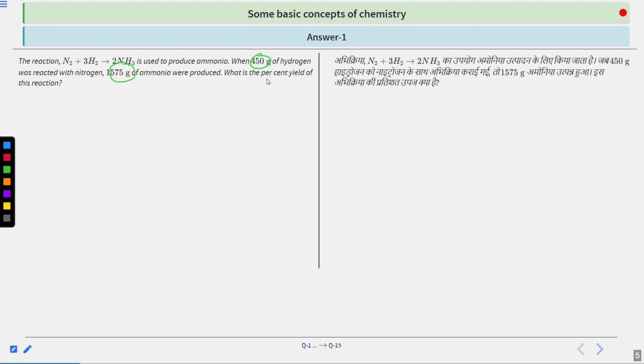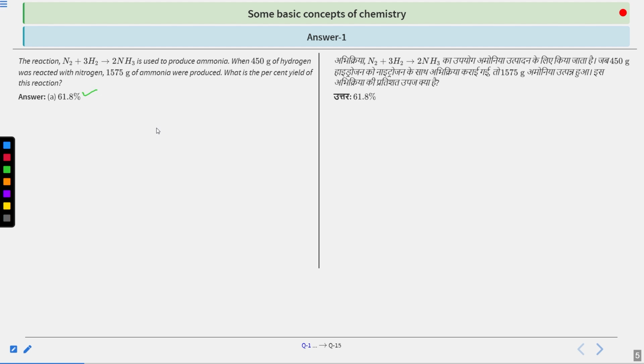Now what do we have to calculate? We have to calculate the percentage yield of this reaction. So what do you understand by percentage yield? It is simply the percentage obtained by dividing the product that you have got by the theoretical product that you must have got, right? So it is basically a way to analyze a reaction's efficiency. Now the correct answer is 61.8%.